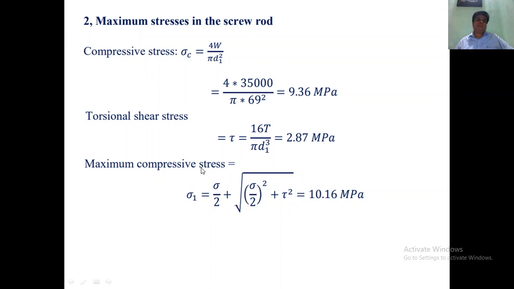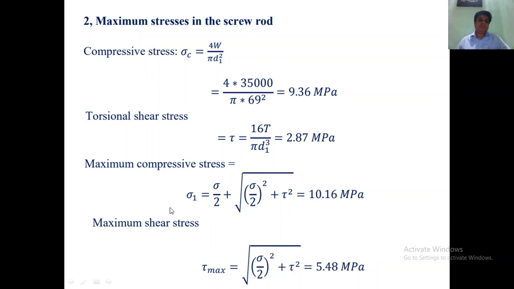And we can calculate the maximum stresses, the principal stress sigma 1. Here the axial load acts only in one direction, so you take this as sigma x or sigma y. Sigma 1, the principal or maximum stress, is sigma by 2 plus root of (sigma by 2) square plus tau square, where tau is the shear stress. Sigma here is the stress we just calculated. We substitute that and you will get the maximum or principal stress for this screw rod.